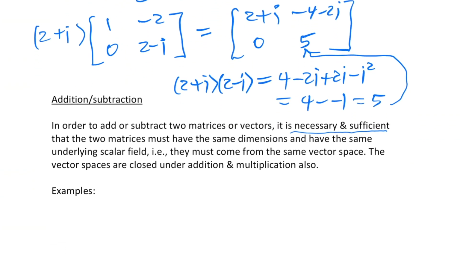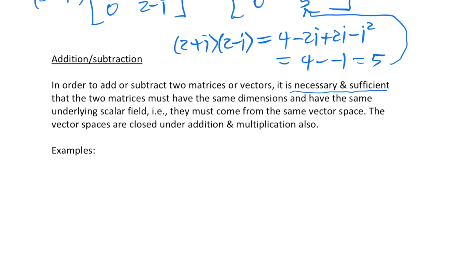Addition and subtraction. In order to add or subtract two matrices or vectors, it is necessary and sufficient that the two matrices have the same dimensions and have the same underlying scalar field. In other words, they must come from the same vector space. The vector spaces are closed under addition and subtraction, I should say. Okay, I made a mistake on that. You should write subtraction.